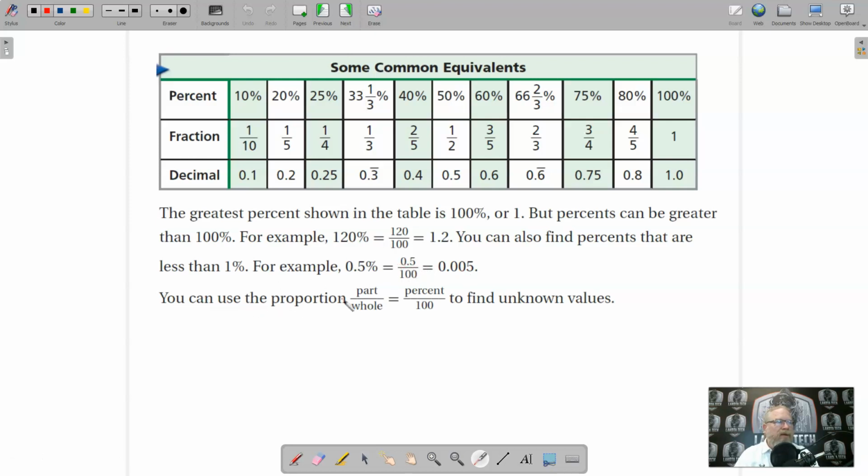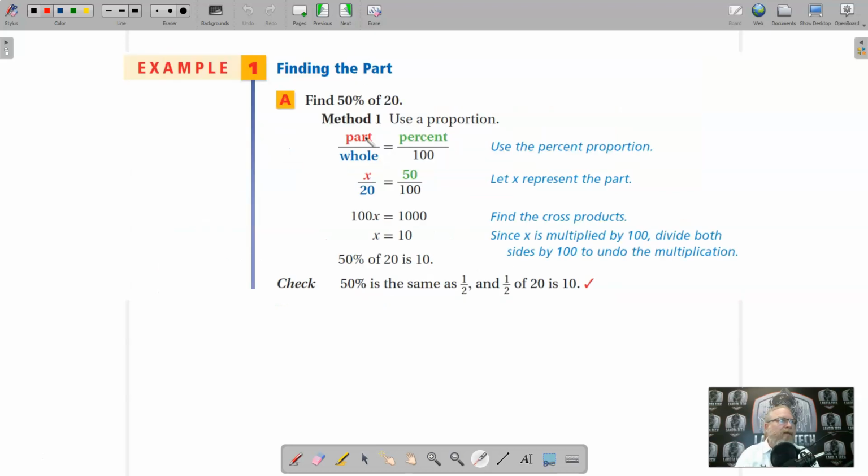You can use a proportion where the part is to the whole as the percent is to 100 to find unknown values. And we'll now go ahead and take a look at some examples that do that. So example 1, finding the part, we're going to use the proportion method. We're going to find 50% of 20. So part is to the whole as percent is to 100. So what is the part, what's the whole, and what's the percent? We always know the denominator over here in this proportion is going to be 100. So our part, that's what we don't know. 50% of 20. 20 is the whole, so we're going to put 20 in the position of whole.